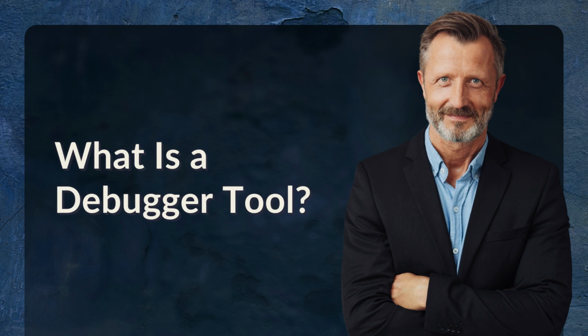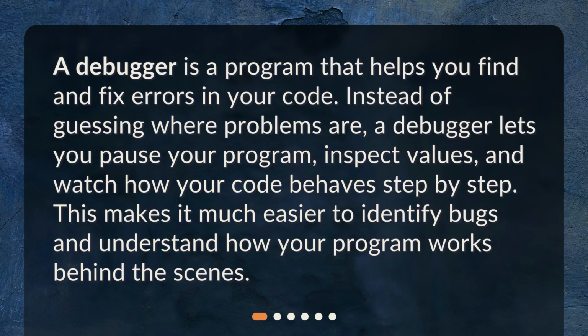What is a debugger tool? A debugger is a program that helps you find and fix errors in your code. Instead of guessing where problems are, a debugger lets you pause your program, inspect values, and watch how your code behaves step by step. This makes it much easier to identify bugs and understand how your program works behind the scenes.